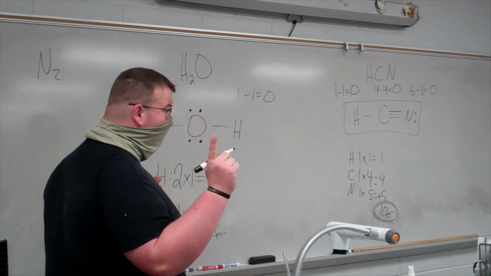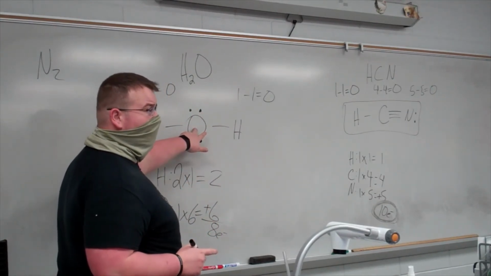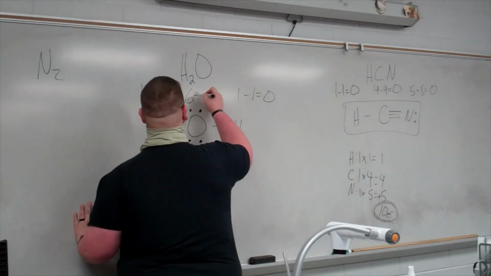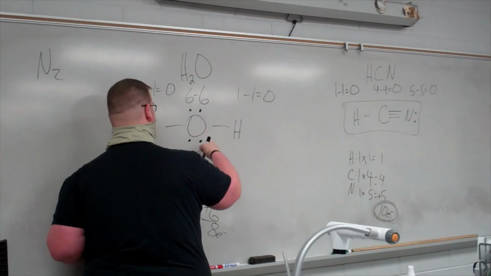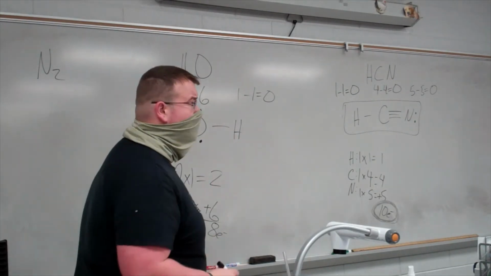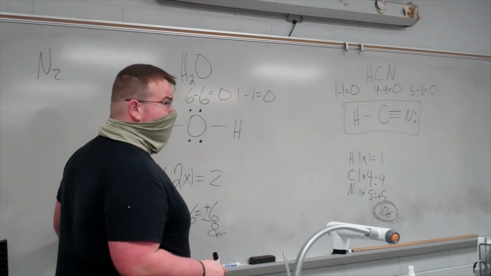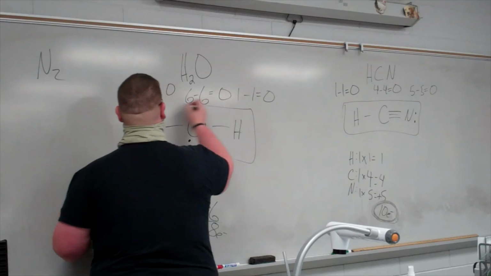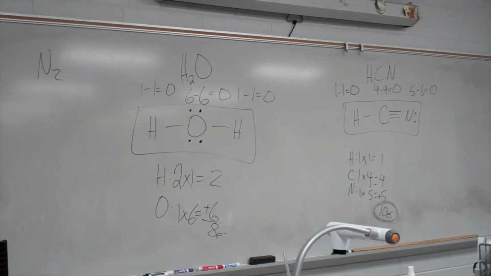Now, look at the oxygen. We ain't done. How many valence electrons does it normally have? 6. 6 minus 6, because we're showing 6: 1, 2, 3, 4, 5, 6. Remember, break the bonds. 1 goes to the oxygen, 1 goes to the hydrogen. 6 minus 6 is 0. Any charges? No. That is your properly done Lewis structure for water.